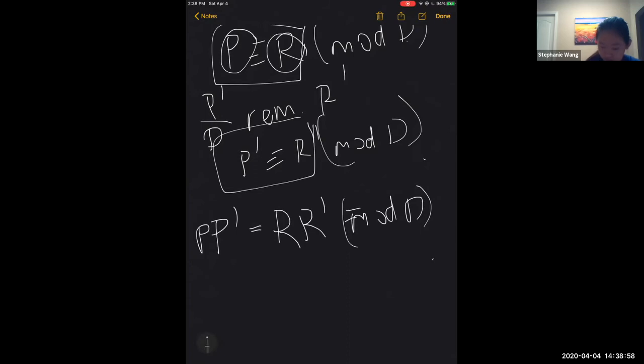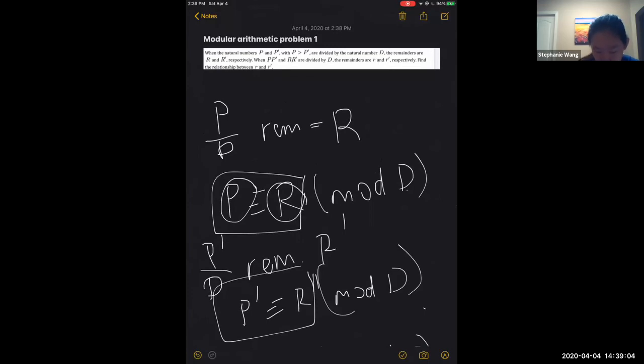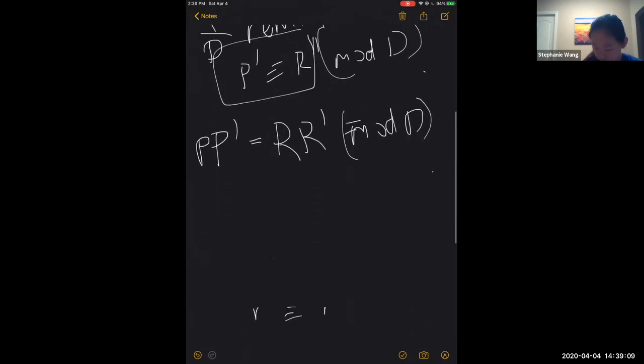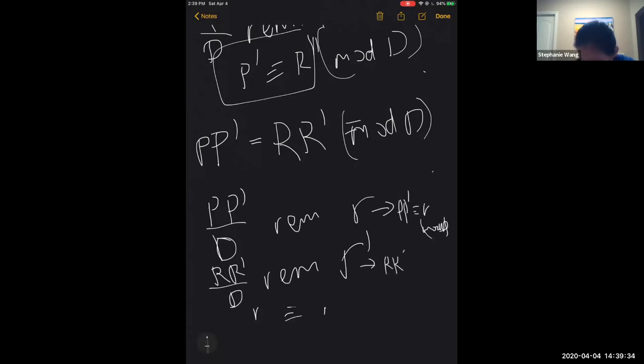So then basically the question is saying that you're trying to find the relationship between p prime and r prime mod d, because those are the remainders. Because it says p prime divided by d gives a remainder of r, and p prime divided by d gives a remainder of r prime. So then we know that p prime is congruent to r mod d. And then over here it's telling you that p prime is congruent to r prime mod d, right?